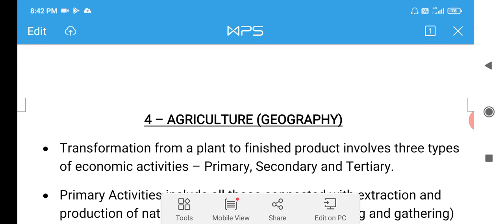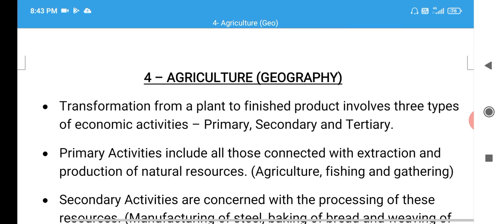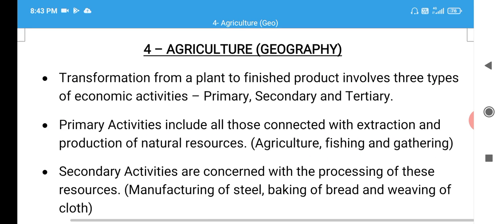Let us begin Geography 4th lesson, that is Agriculture. Children, transformation from a plant to finished product means from raw material to finished product. It involves totally three types of economic activities, and those three types of economic activities are primary, secondary and tertiary.